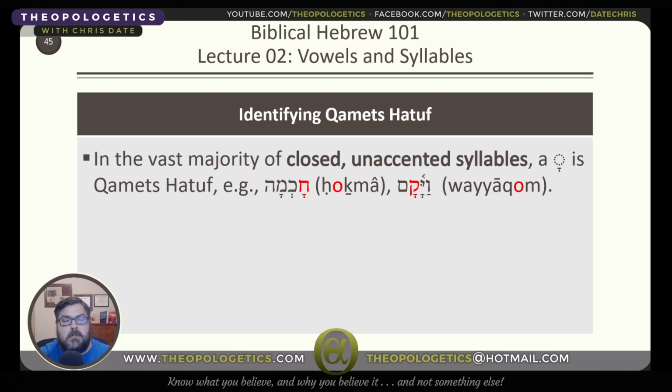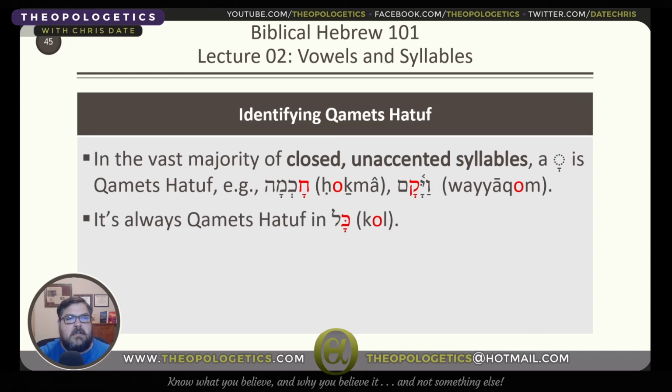So in the word chokhmah, the accented syllable is ma, and therefore the unaccented syllable before it, chokh, is closed. So the komets under it is a komets chatuf, not just an ordinary komets. Similarly, in the word vayakom, the kom is not accented and it's closed, so that komets is a komets chatuf, not an ordinary komets. In the word kol, it's always komets chatuf. So anytime you see kol, pronounce it kol, not kal.